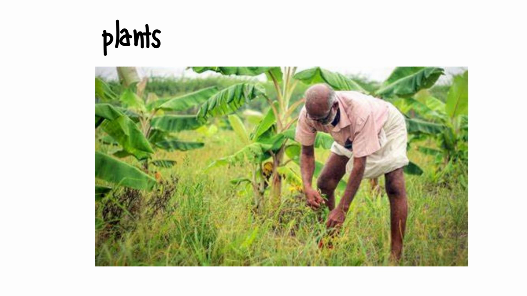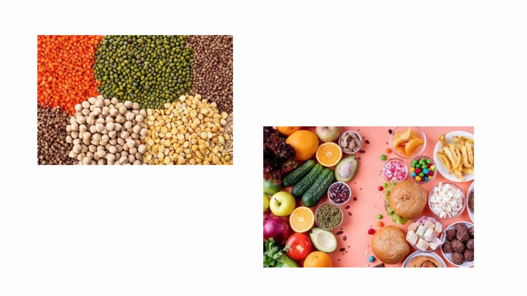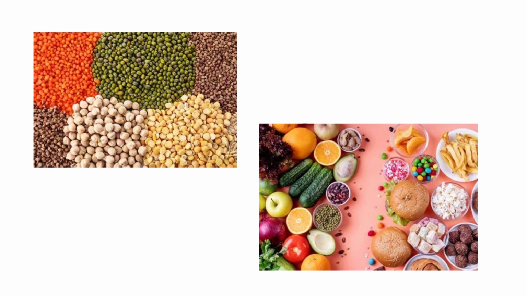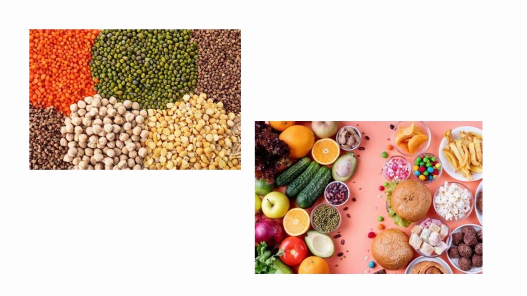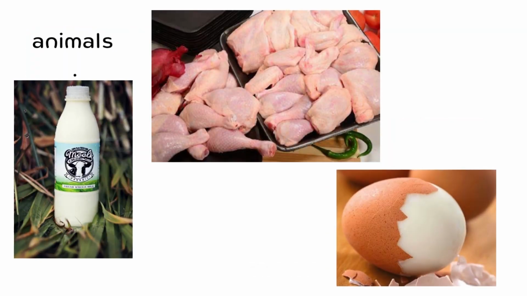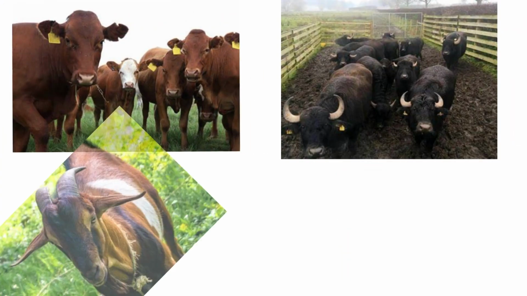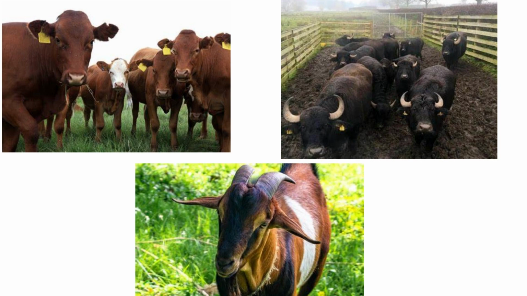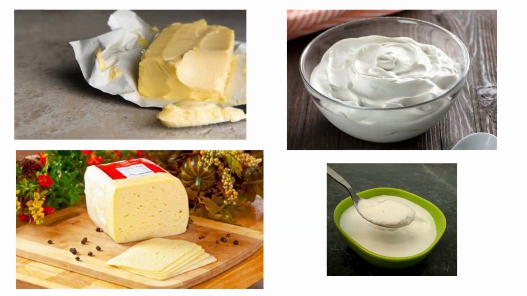Plants are the sources of food. Ingredients like grains, cereals, vegetables, and fruits. Animals provide us with milk, meat products, and eggs. Cows, goats, and buffaloes are some common animals which give us milk, and milk products like butter, cream, cheese, and curd are used all over the world.